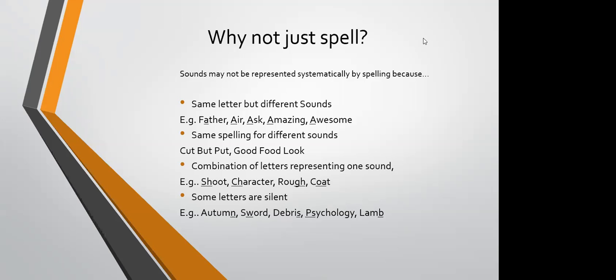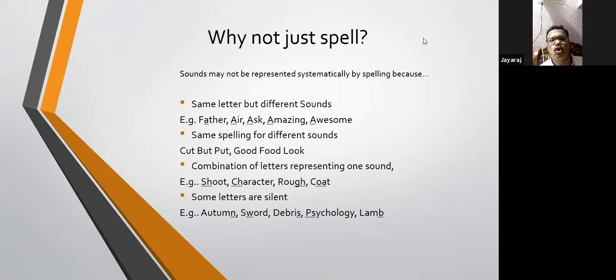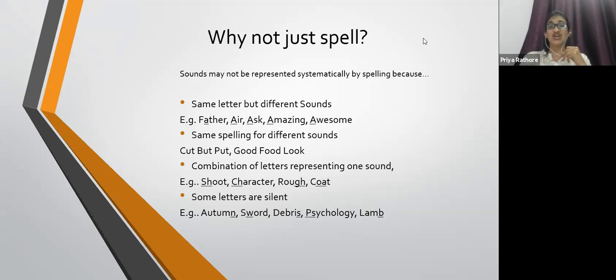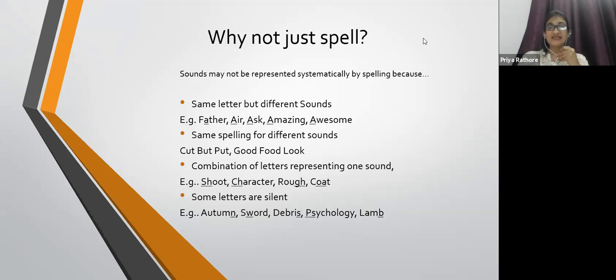Shoot. So combination of letters representing one sound. Shoot. Okay. Character. Correct. Rough, coat. Okay, let's look at the next one. Some letters are silent, like in autumn. Sword.